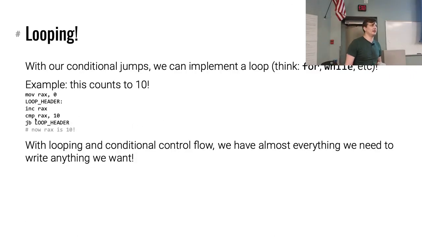So if RAX is below the decimal value 10, we go where? Top of the label. Back to the top, at the loop header of the label, and then we increment RAX again. Now RAX is what? 2. And then we do the comparison. Where's it going to go? And then the jump, JB. Are we going to jump? Yep. Go back, and we'll keep doing that until finally this is not true.